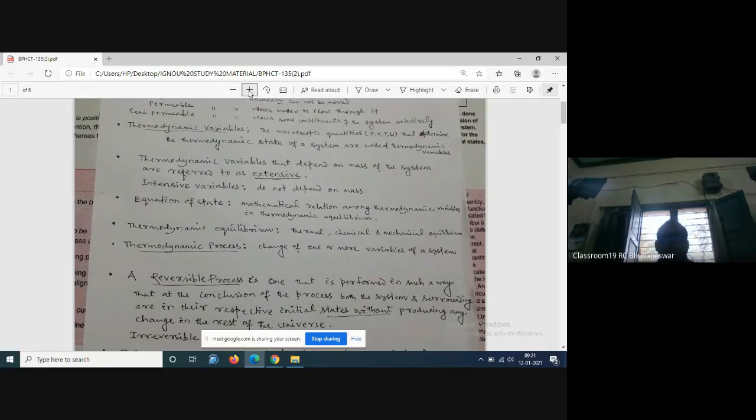When a system is simultaneously in all three equilibria, that is called thermodynamical equilibrium.